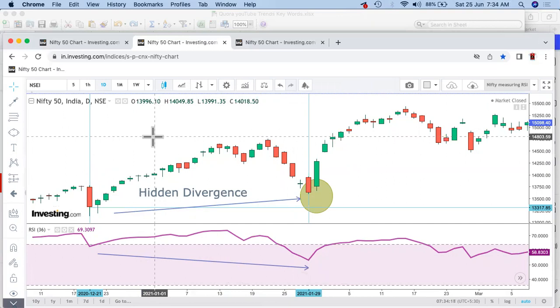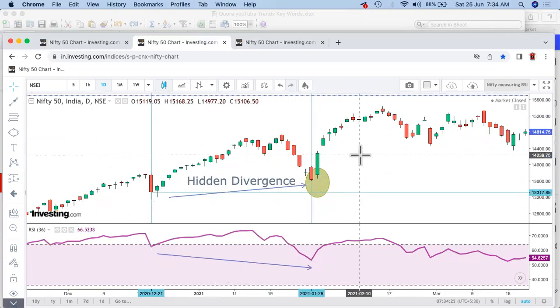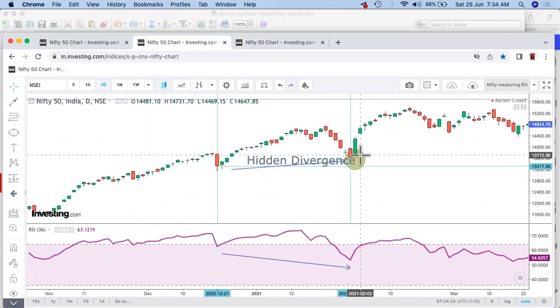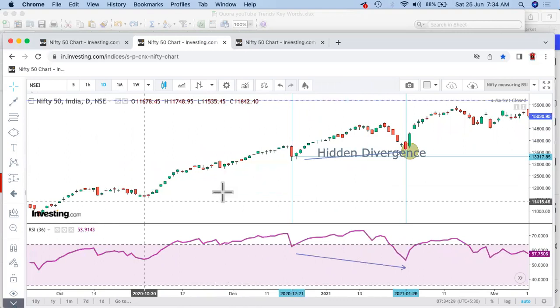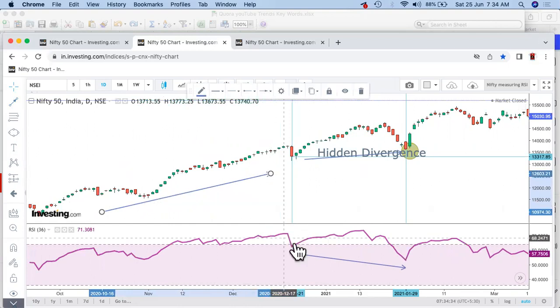So, what does hidden divergence signify? Hidden divergence signifies continuation of the trend. For example, my trend over here has been in an uptrend. We see that everything has been moving up, and after that, I see a hidden divergence. So hidden divergence always says continuation of the trend. So if it is in an uptrend, it will continue to move in an uptrend. This is what hidden divergence talks about.